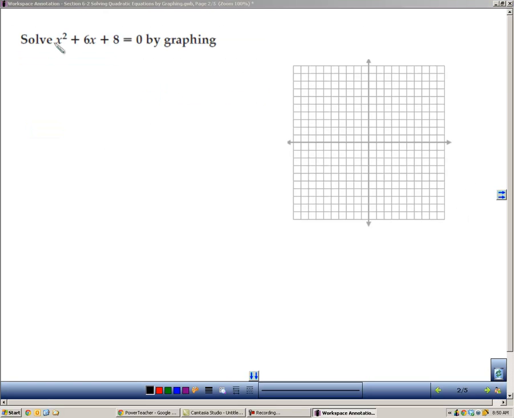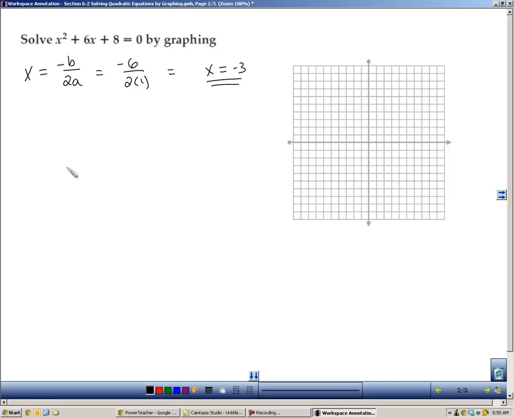Here we want to solve this quadratic equation by graphing. One of the best ways to start is with the axis of symmetry. The formula for the axis of symmetry is the opposite of b over 2a. In this case, my b is 6 and my a is 1. So we find that our axis of symmetry is x equals negative 3.